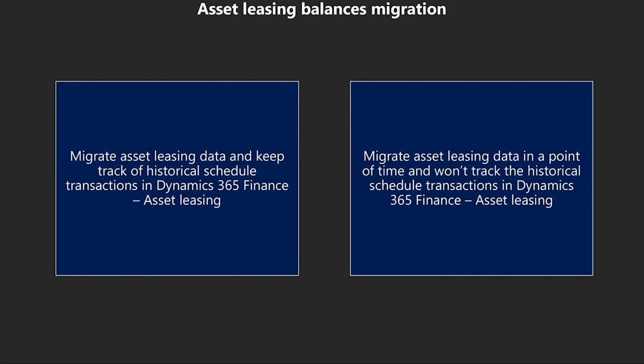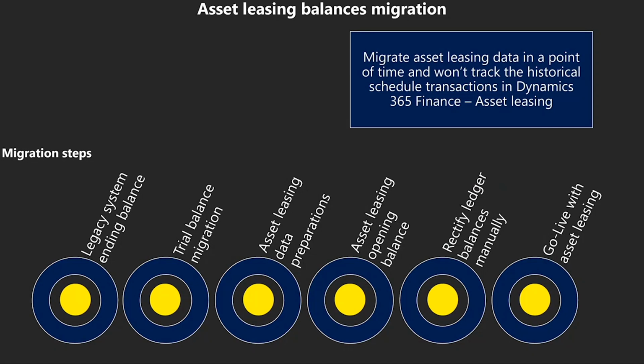In another video, we covered the first approach of migrating the data from the legacy system to Dynamics 365, where we migrated the data at the migration date and also kept track of the lease history in the payment schedule, liability schedule, and depreciation. In this video, we are going to cover the other approach, where we migrate the data of the leases at a point in time, and we won't track the historical scheduled transactions in asset leasing. This will entail longer steps.